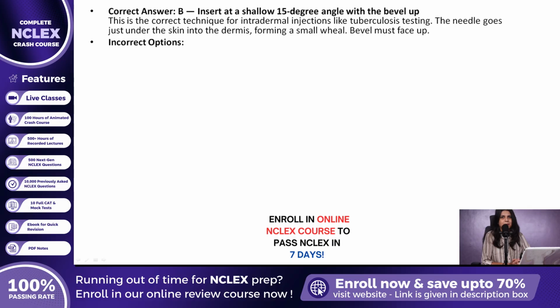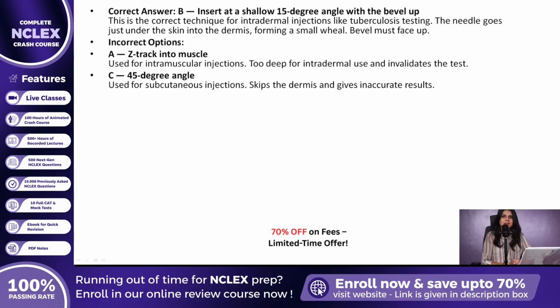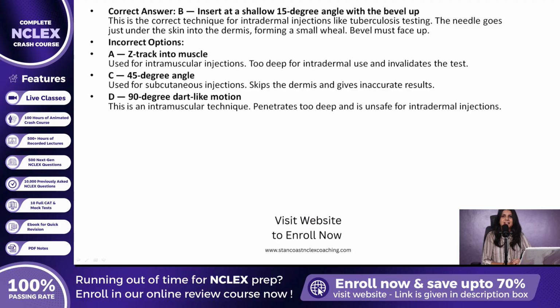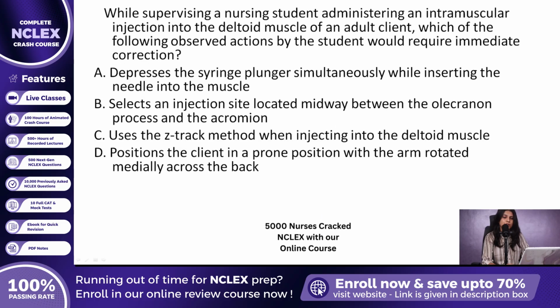The other options describe incorrect techniques. Option A reflects a Z-track intramuscular method. Option C describes a subcutaneous approach used for medications like insulin, and Option D is typical of an intramuscular dart-like injection used for vaccines. Remember, in NCLEX-style questions, knowing your angles and anatomical layers can make all the difference. Let's keep going. More high-yield questions are coming your way. Let's keep the momentum going with another critical concept.